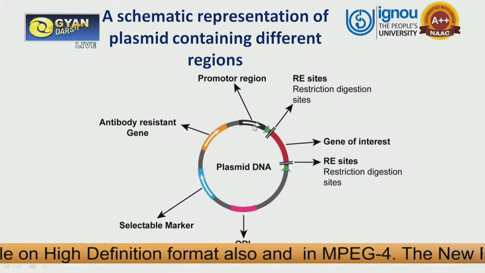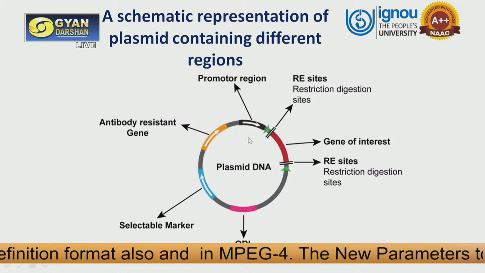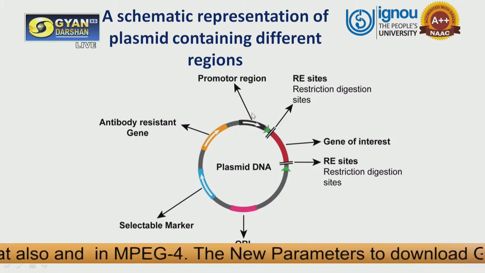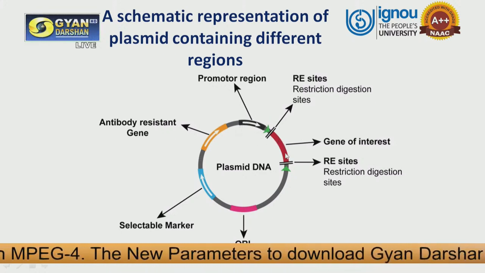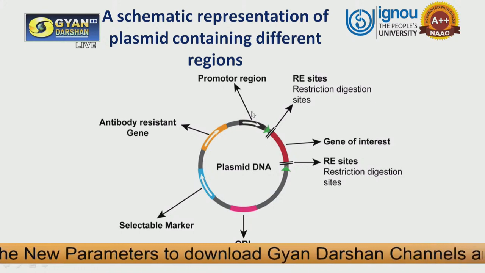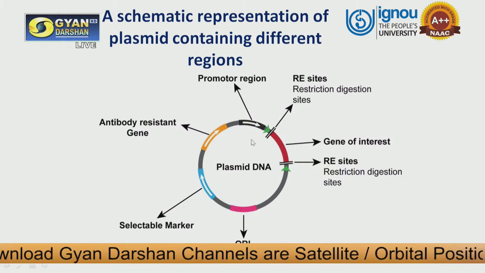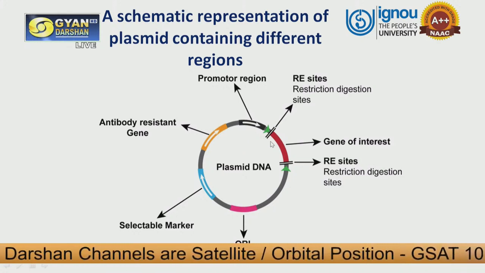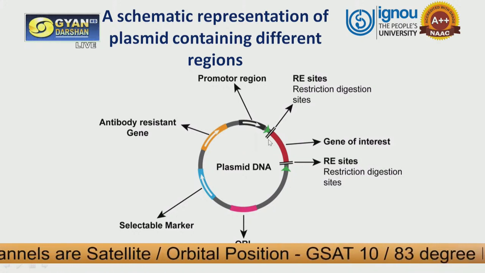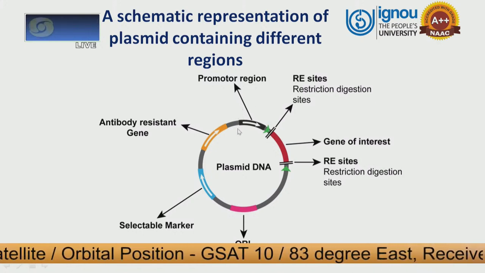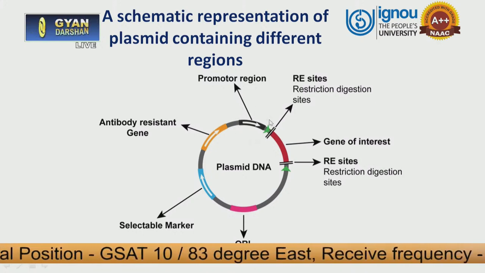Apart from this, there is a promoter. This promoter basically regulates the expression of this gene of interest. So you can design a strategy and choose an appropriate promoter at the time of cloning, deciding how your gene should be expressed and where it should be expressed. So this can be controlled by choosing an appropriate promoter.